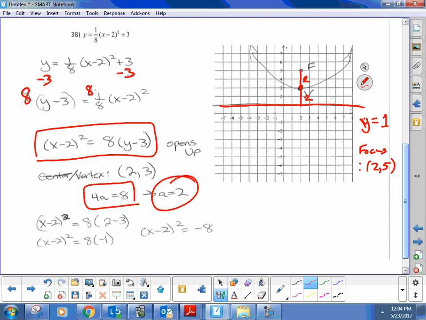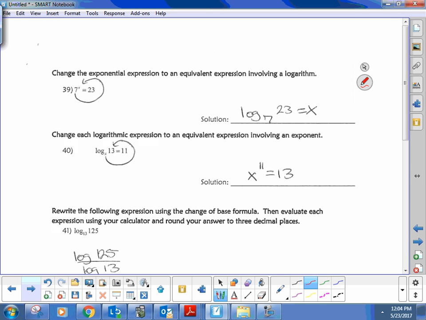Easiest thing to do is graph it all and come up with the solutions. And then it just opens up. All right, let's move forward.